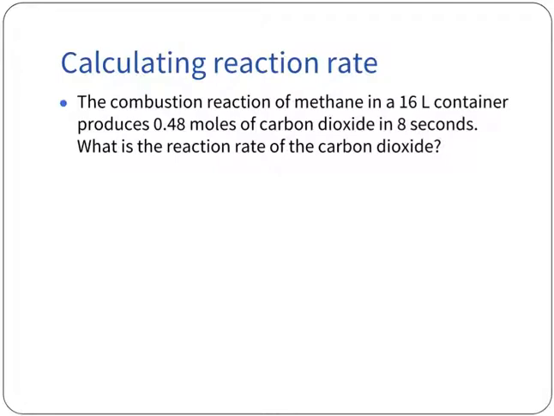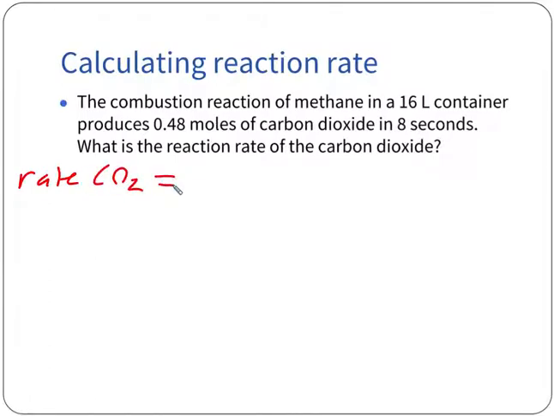Let's try another one. Combustion reaction of methane in a 16-liter container produces 0.48 moles of carbon dioxide in 8 seconds. What's the reaction rate of the carbon dioxide? So this is methane. It's being reacted and produces 0.48 moles of carbon dioxide in 8 seconds. So we're looking for the rate of CO2.